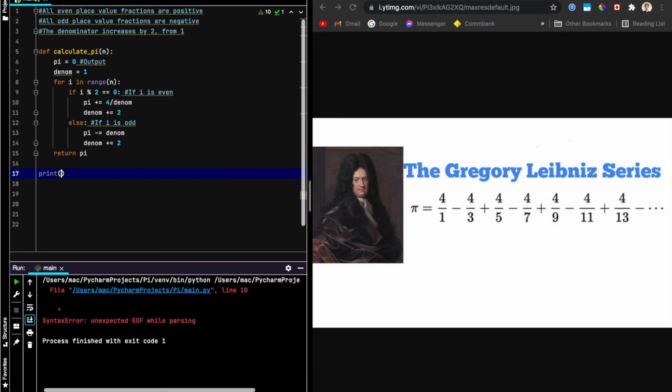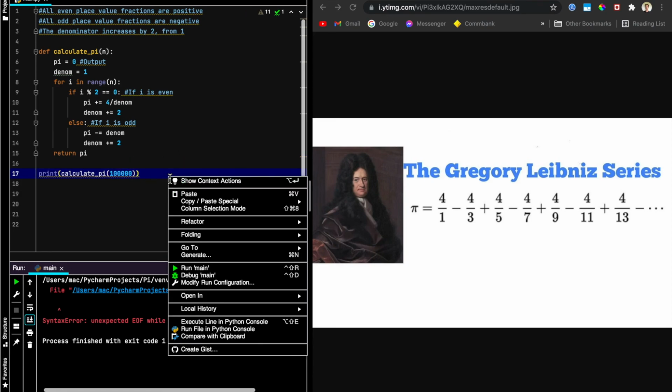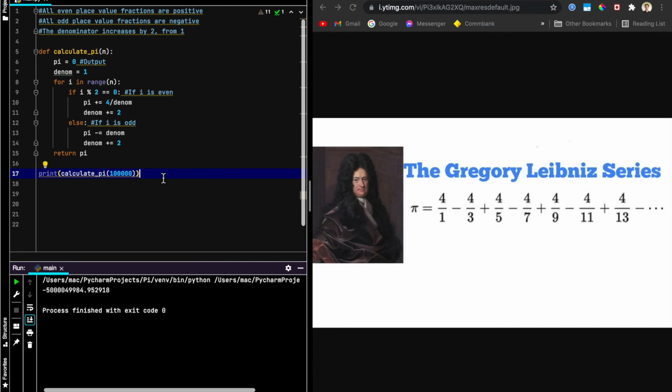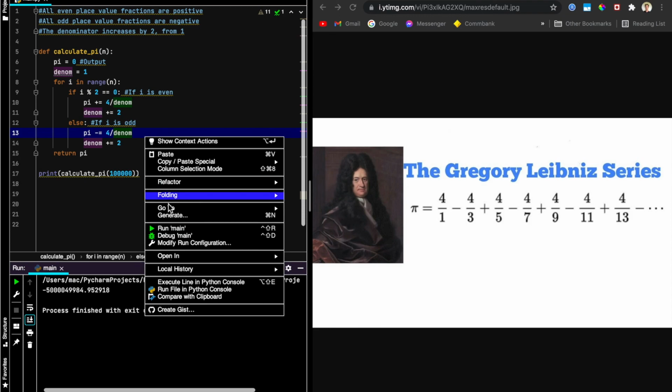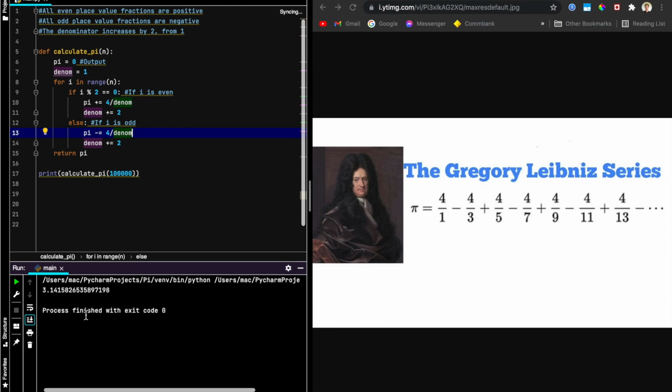So I'll print a statement. You know, I could create a docstring, but I'm just being lazy. So print calculate_pi to, let's say, 100,000 points of accuracy. Oh, I have definitely stuffed something up. Let's have a look. It's good to see when you've stuffed stuff up so you can debug it and look back at what you've done. pi minus equals denom. That's not what I was meant to do. It was meant to be 4 divided by denom. Now this should work. There you have it.